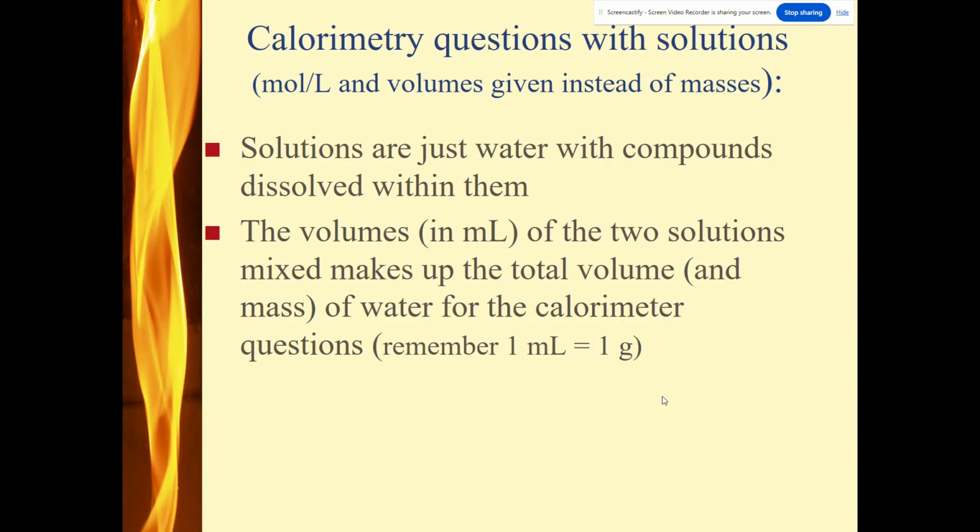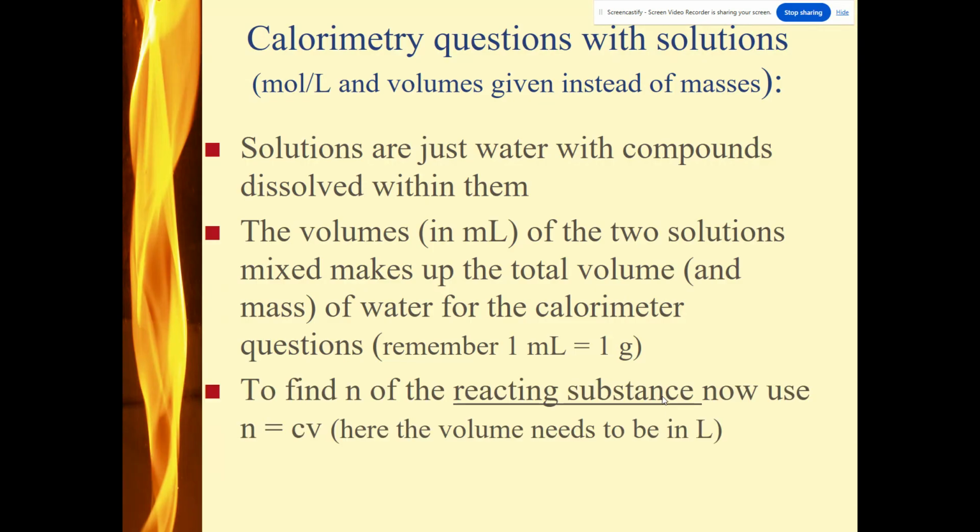Now, if you're mixing two solutions, then the total volume is going to be the volume of water that makes up your calorimeter and that surrounding environment, and that volume in milliliters equals the mass in grams. Okay, because remember the density of water is 1 gram per milliliter. So if you know that you have added, let's say 100 milliliters of solution A, which is mainly water, and 200 milliliters of solution B, which is mainly water, you now have 300 milliliters of mainly water. Okay, so that 300 milliliters would equal 300 grams in our water side of the calculation.